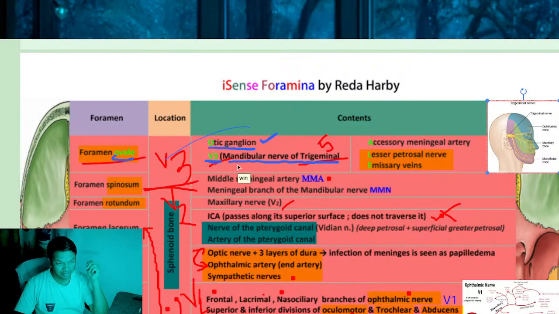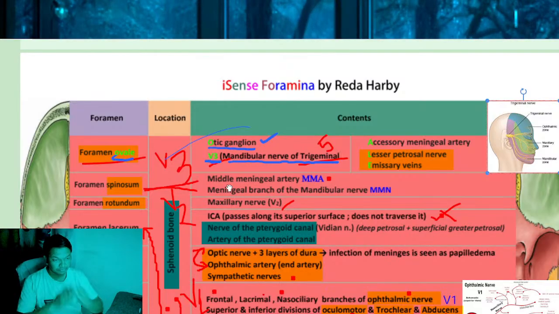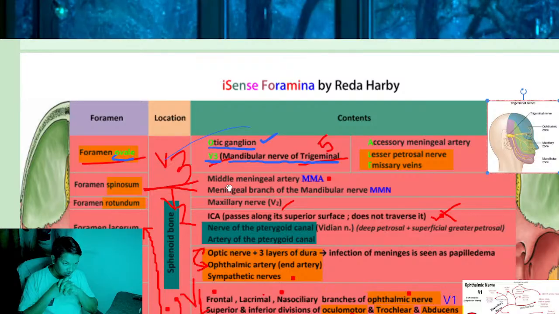Can you repeat foramen ovale, spinosum, and rotundum? Foramen ovale contains the otic ganglion, V3, the mandibular branch of the trigeminal nerve, accessory meningeal artery, lesser petrosal nerve, and emissary vein. Rotundum contains only V2, the maxillary branch of the trigeminal nerve. Foramen spinosum contains two things: middle meningeal artery and the meningeal branch of the mandibular nerve.